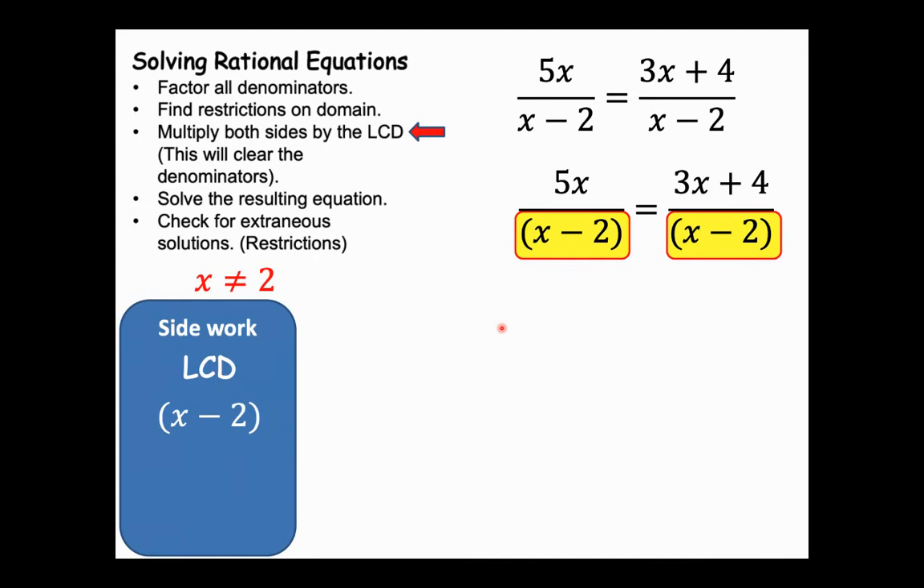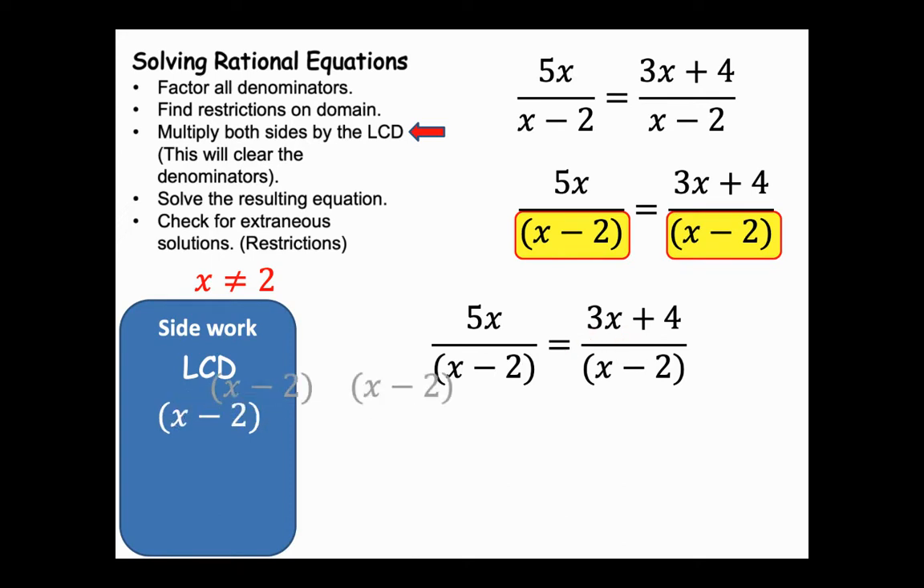Now we're going to multiply both sides by that LCD. So the way this will look is I have my 5 over x minus 2 and 3x plus 4 over x minus 2. I'm going to just multiply both sides by x minus 2. I took my LCD, and I'm multiplying both sides by that LCD. So I did it to the left. What I do to the left, I have to do to the right for multiplication.